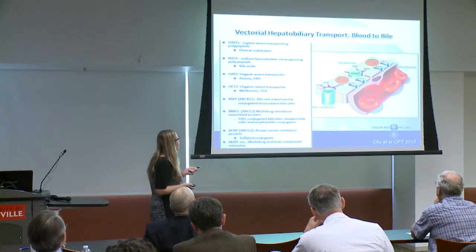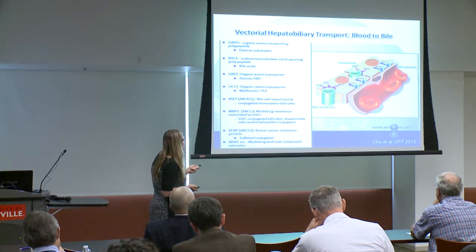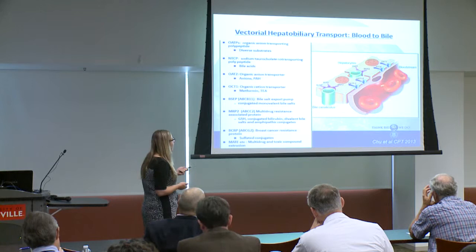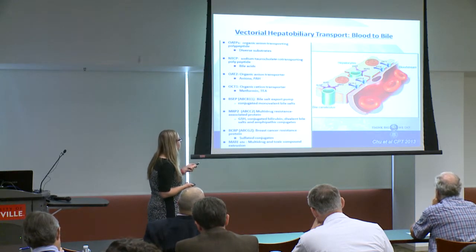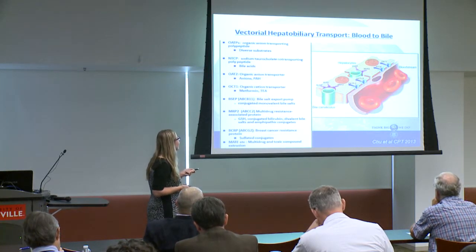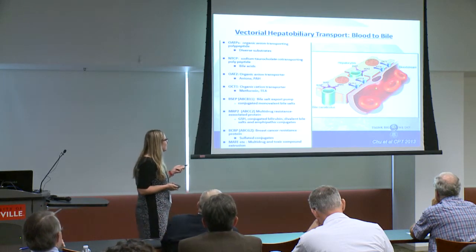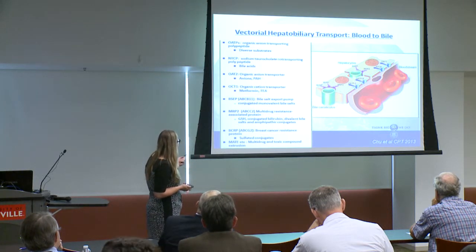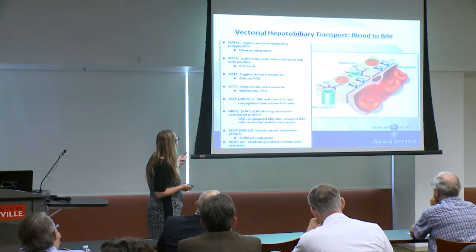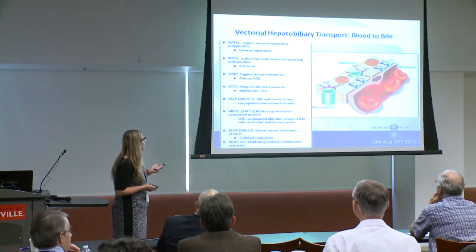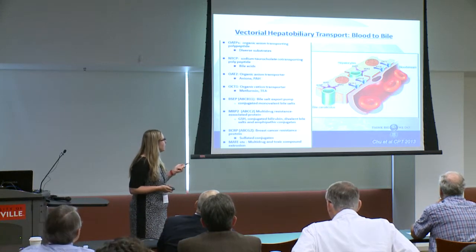When we look at the hepatocyte, I just want to take a minute to orient you to the different transporters, names, and functions. We have our OATPs. These transport diverse substrates, and OATPs are localized to the basolateral membrane of the hepatocyte and mediate uptake from the sinusoidal blood into the hepatocyte. We also have NTCP, which is the sodium taurocholate co-transporting polypeptide, and its major job is to transport bile acids from the blood into the hepatocyte.